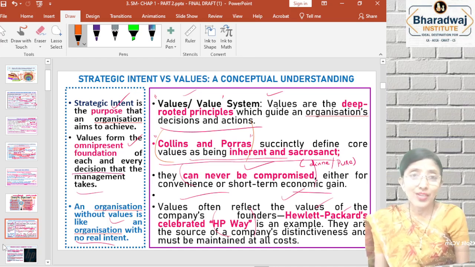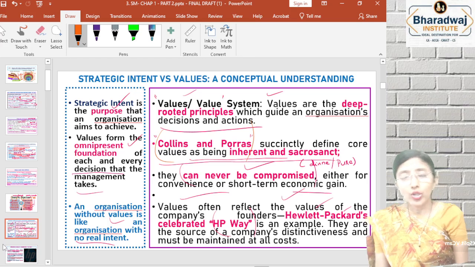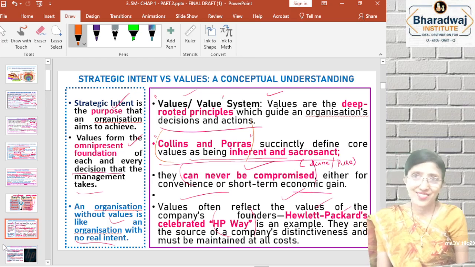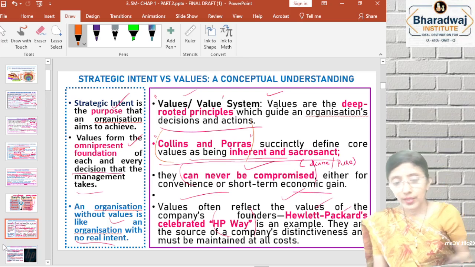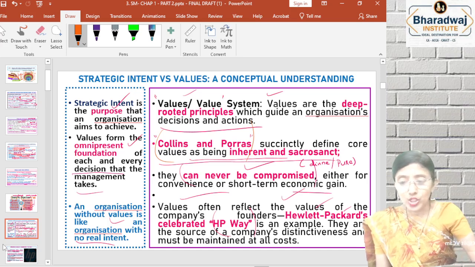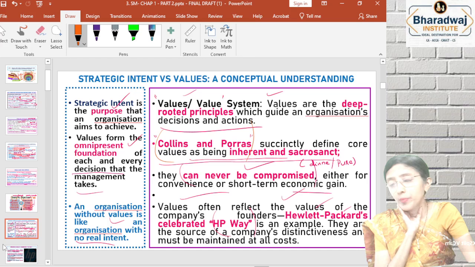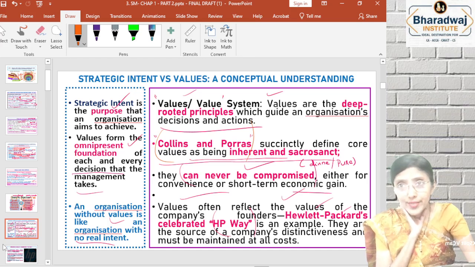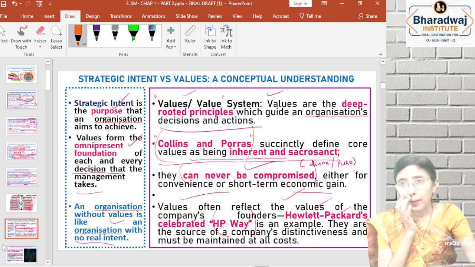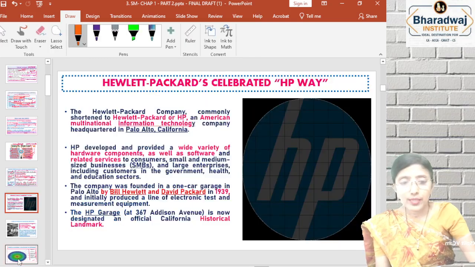Ethics. Values teach you ethics. What is ethics about? Do's and don'ts. Right and wrong. Don't do wrong. Do the right. Sacrosanct. Okay. And here, for values, your empirical example is HP. So intent is purpose. Value is sacrosanct. Right? Vision is futuristic. Mission is current. Mark that HP as important.